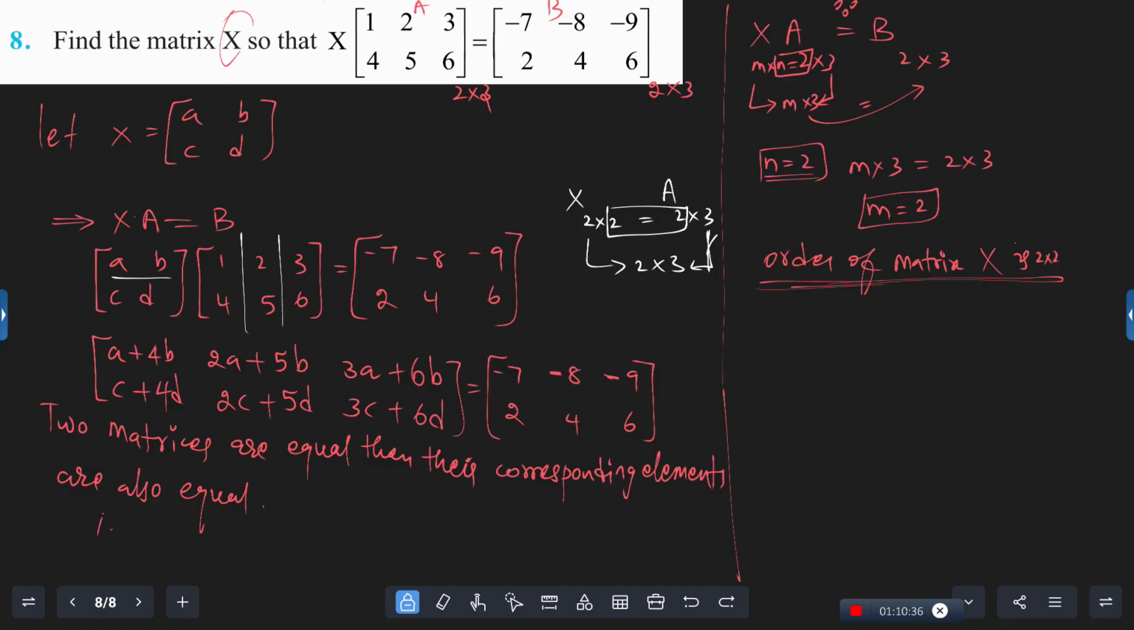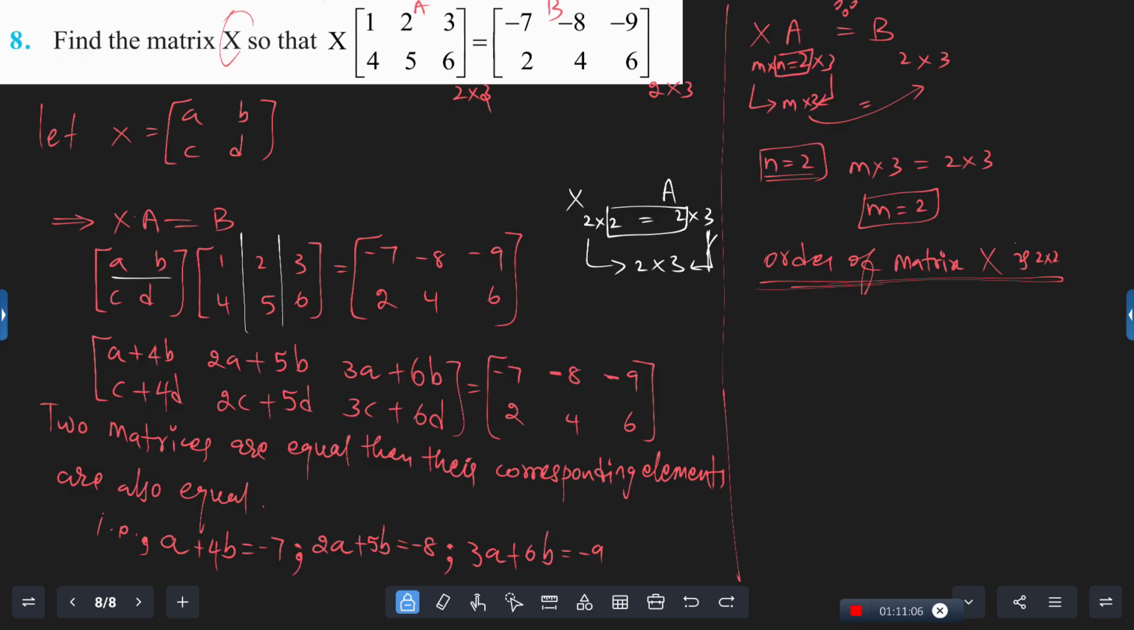That is first element to first element, am I right? That you make it equal. So A plus 4 times B is equal to minus 7. 2 times A plus 5 times B is equal to minus 8. 3 times A plus 6 times B is equal to minus 9. This is with A, B. Any two you simplify easily, you will be getting the A, B answer.